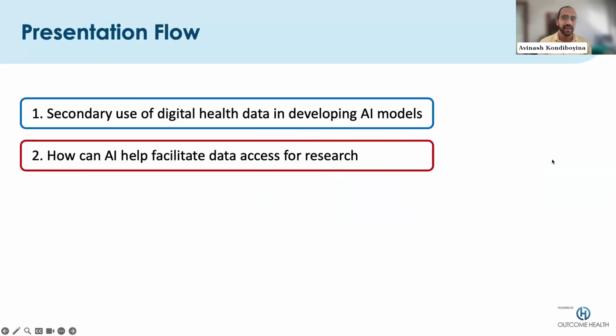Next, I'll touch upon how AI can be used to facilitate data access in research settings.